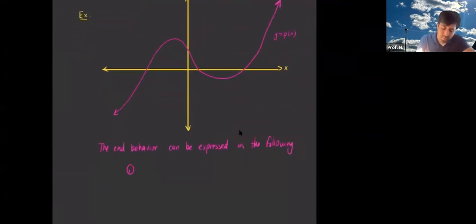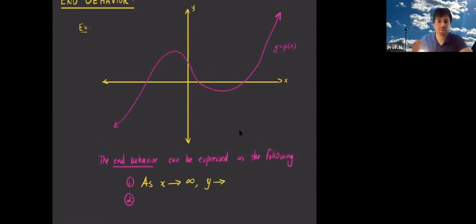We say two statements. It's really a two-statement explanation. One says, I should say as the x values, and so we're going to use this little notation here with the arrow, as x, and this arrow means approaches or gets close to. So as x approaches infinity, the y does what? What do the y values do here? It also approaches what?